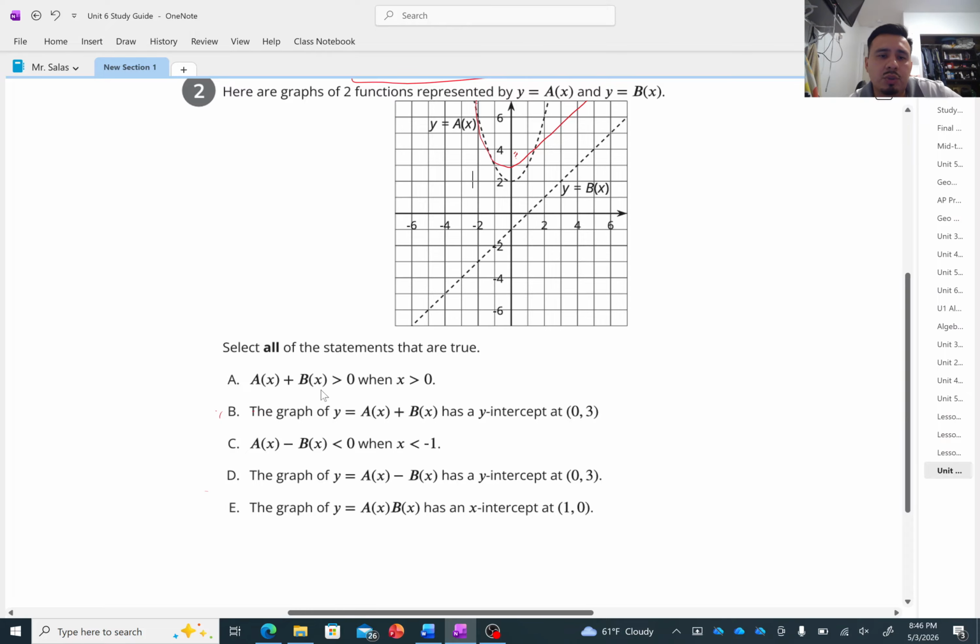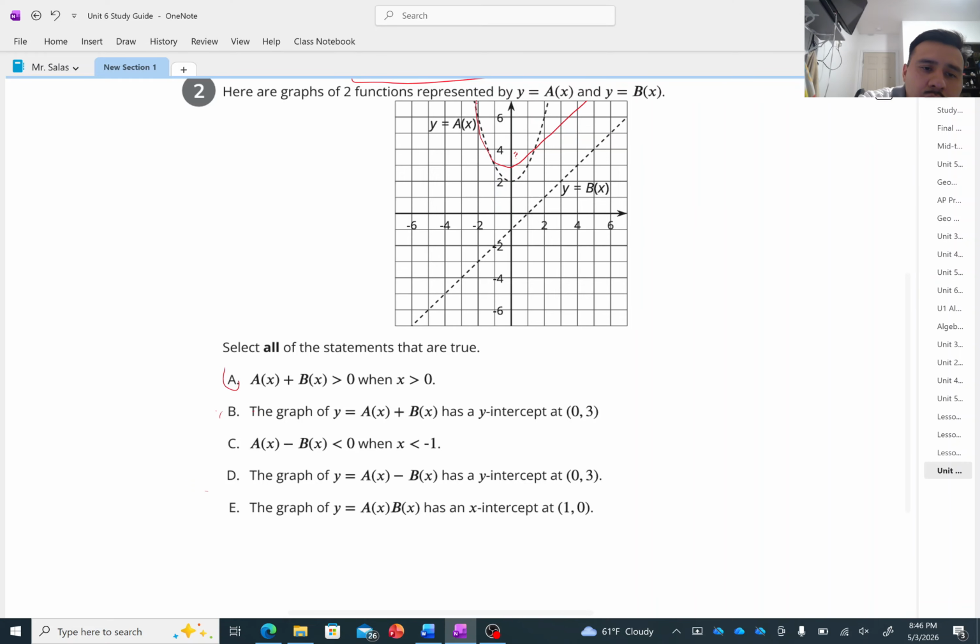So is that true? Is this function, when I add it together, going to be positive for every value that's bigger than 0? Well, yeah, if I'm looking at the x-axis going this way, all the values are going to be positive because it just shoots up. So that statement is true.